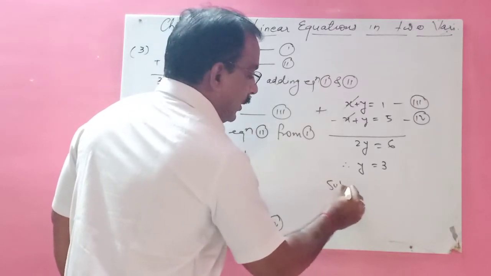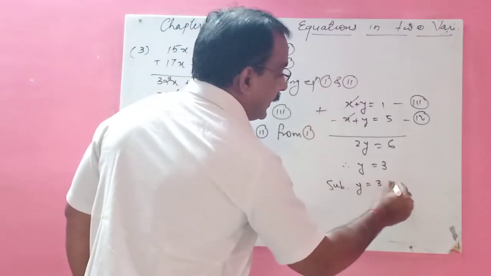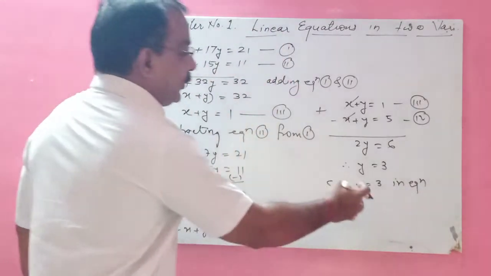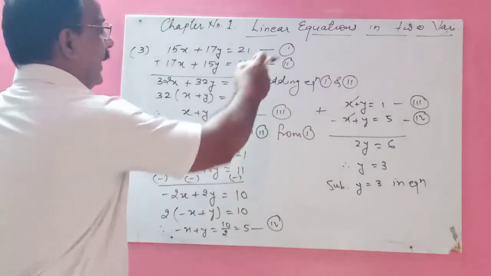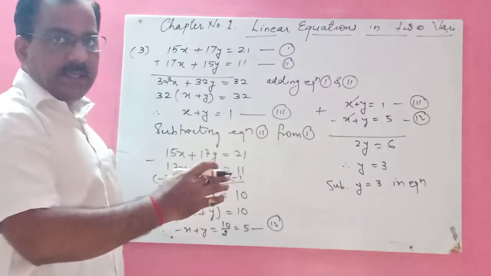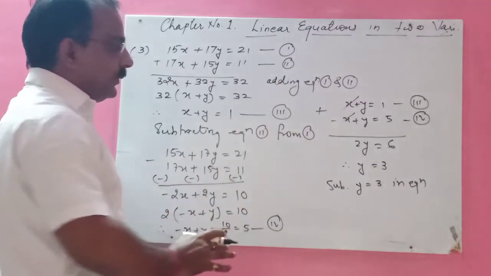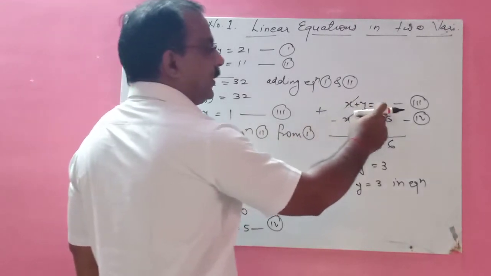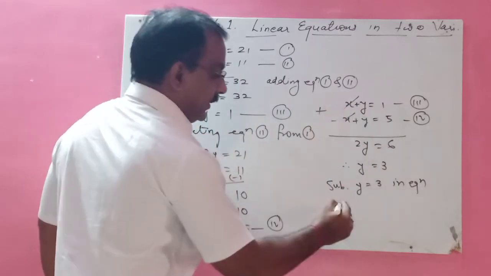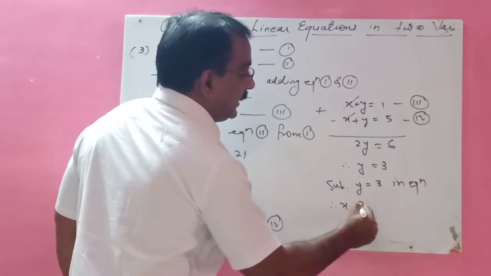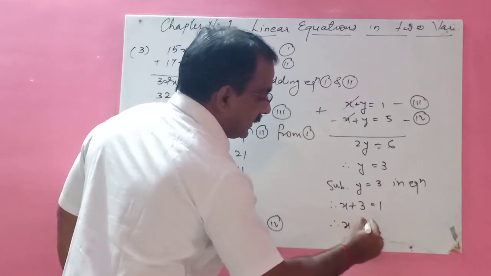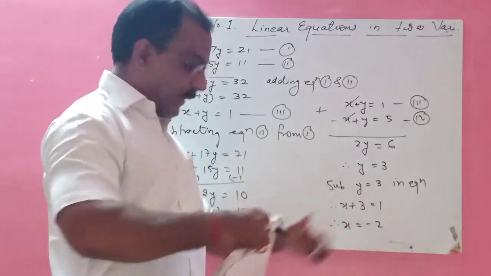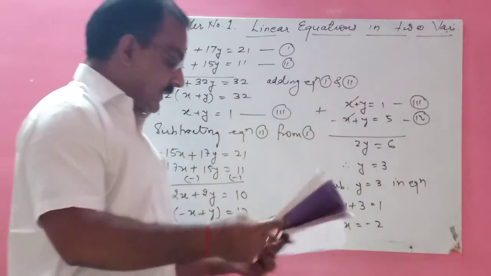Substitute y equal to 3 in equation number. Now you have options to substitute this value in four equations, 1, 2, 3, 4. You will get same answer. So out of that, you select the easiest one. Easiest one is the third one, x plus y equal to 1. Put y equal to 3 in this. So therefore, x plus 3 is equal to 1, and x is equal to minus 2. So x is equal to minus 2 and y is equal to 3. This is the solution.